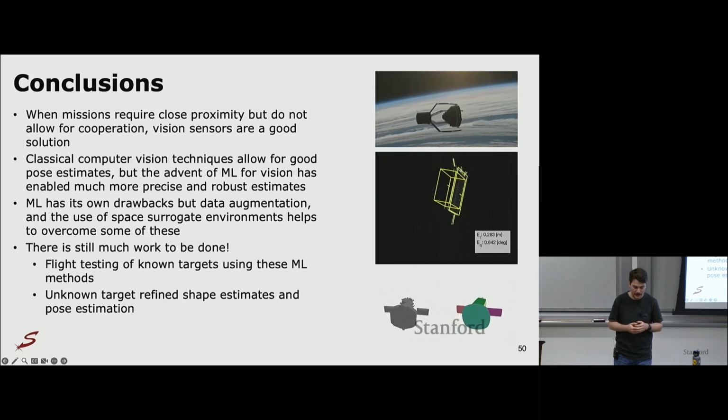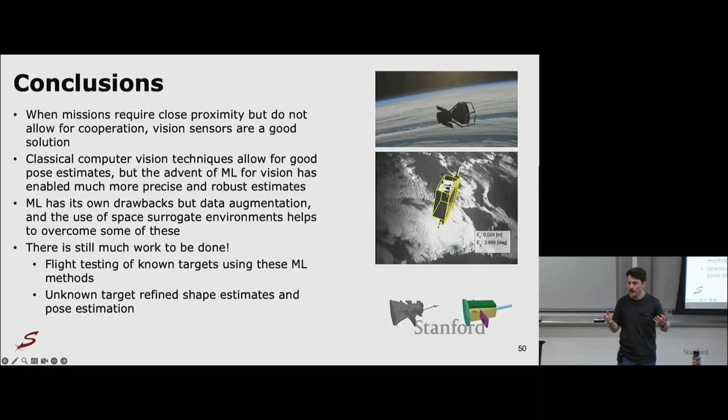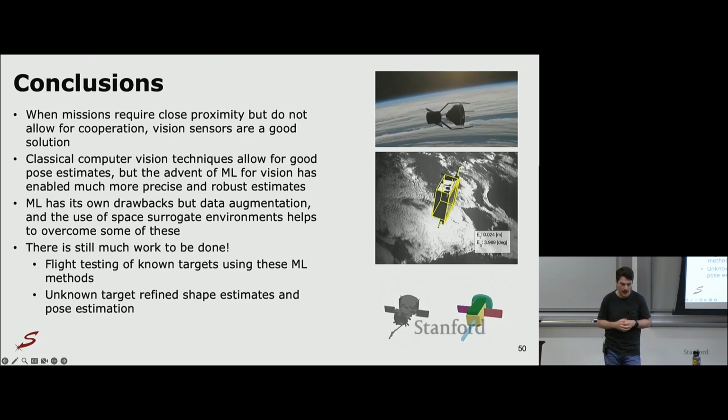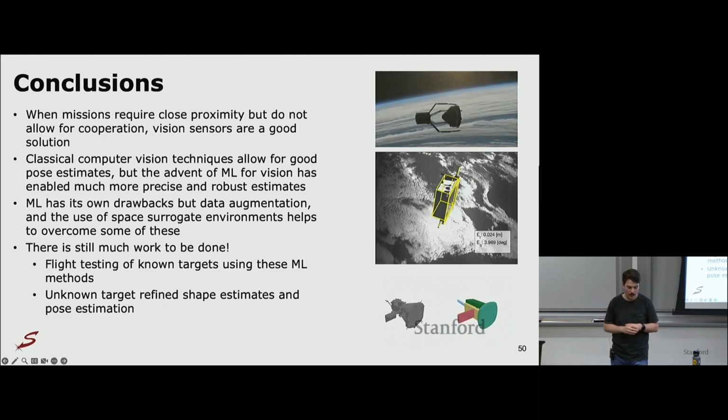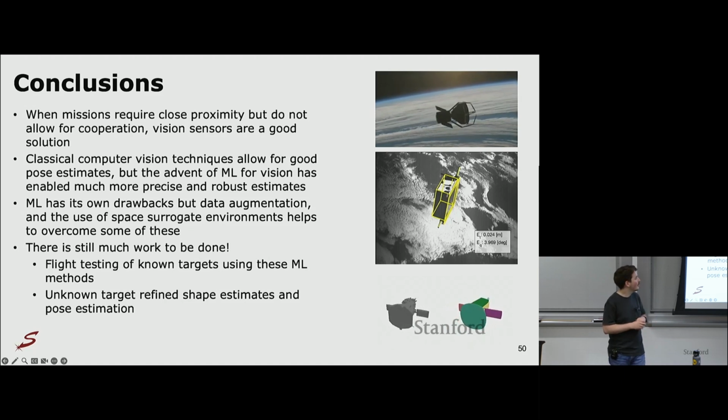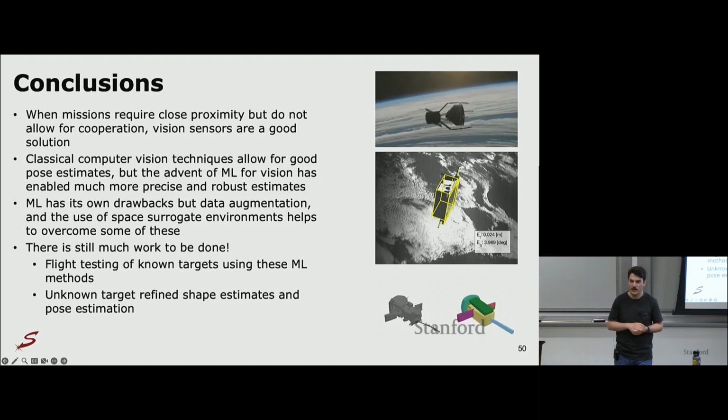Classical computer vision techniques allow us for okay pose estimates, but the advent of machine learning has really kind of boosted this topic and has allowed for really precise pose estimates and robust estimates as well. That's not without its own drawbacks, but it seems that data augmentation techniques and the use of kind of space surrogate environments allows us to kind of estimate those drawbacks pretty well.